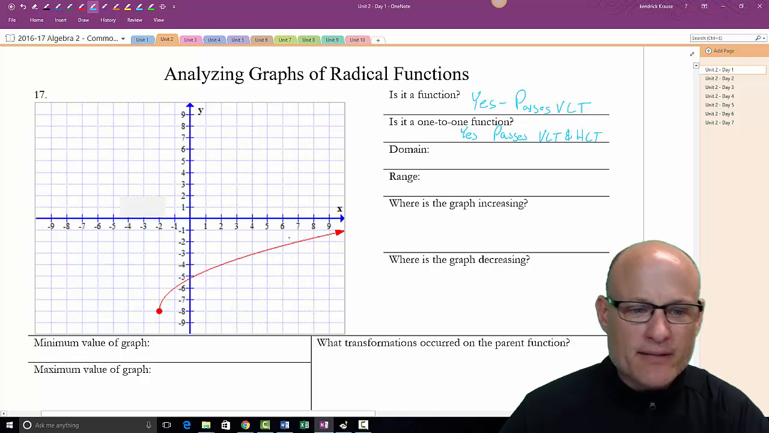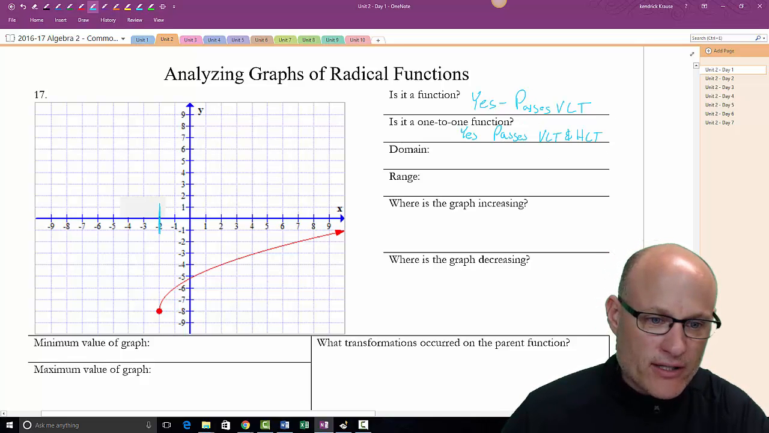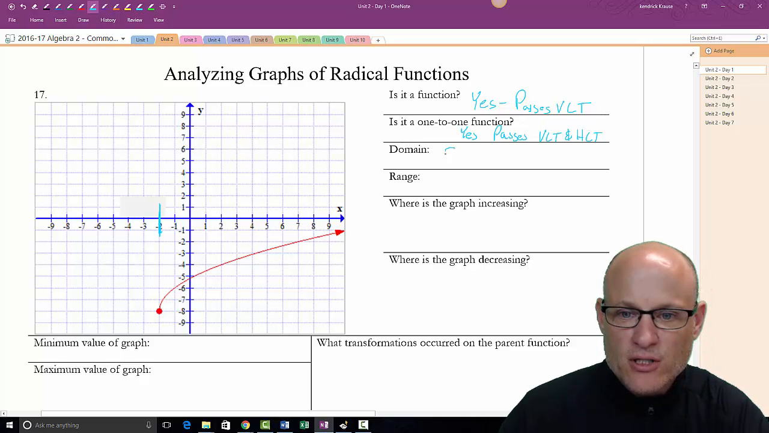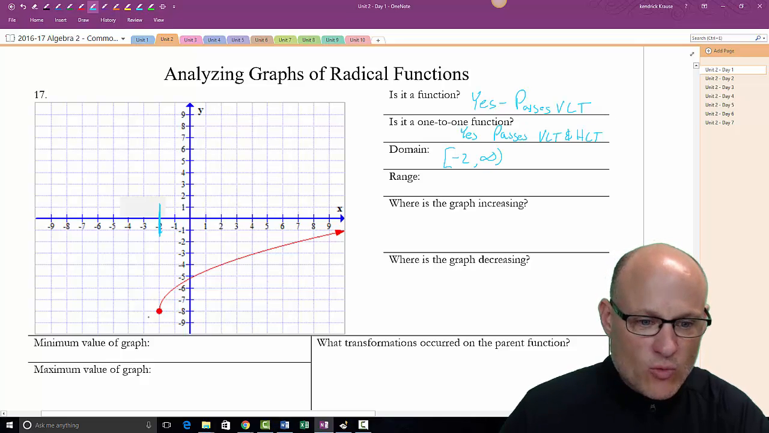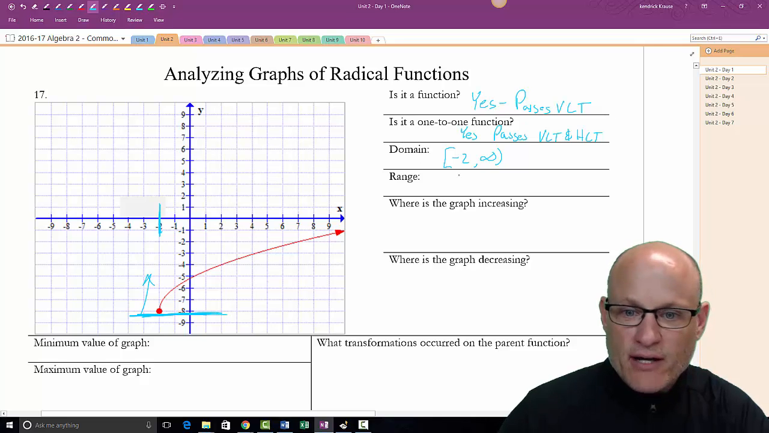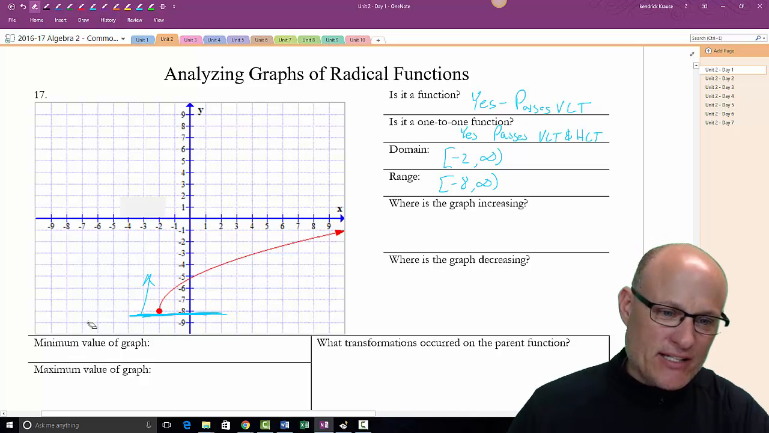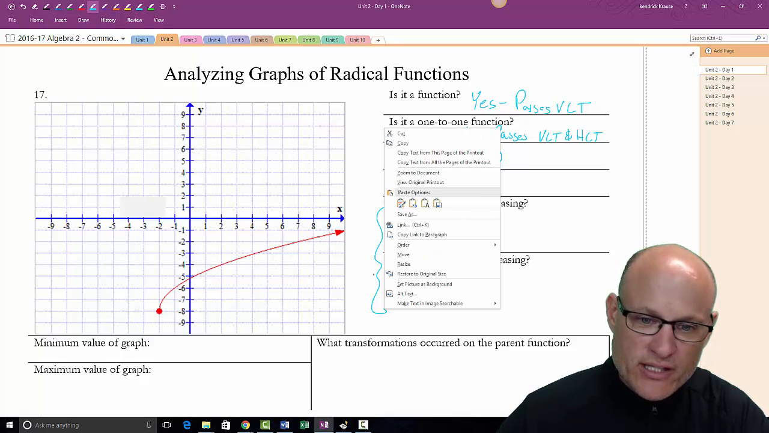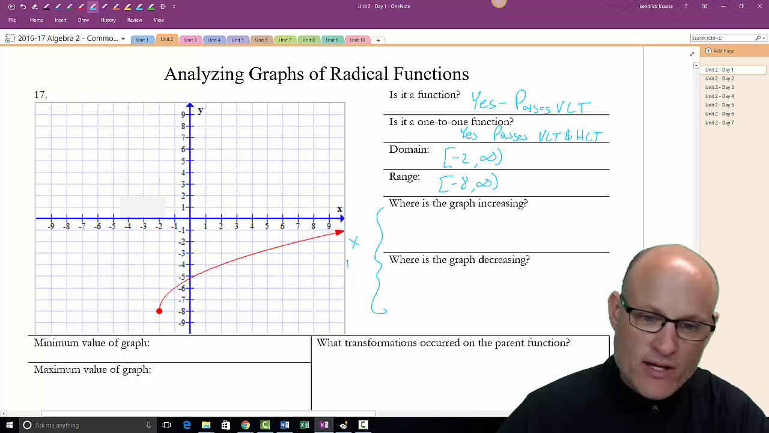HLT. Domain. Okay, the lowest x value is right here at -2, and it's going forever and ever to the right. So bracket -2 to the right. The lowest y value is down here at -8, and it's going forever and ever up. Now, increasing and decreasing. Remember, as we're talking about these, I've got to remind you, we're talking about using the x values.